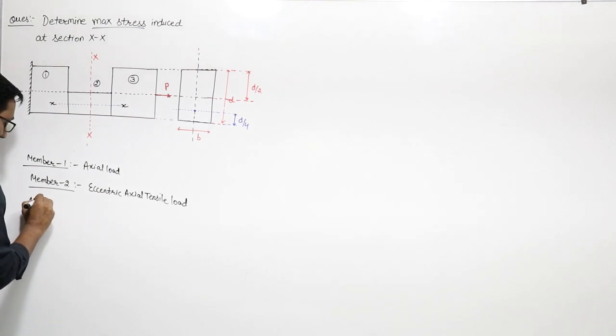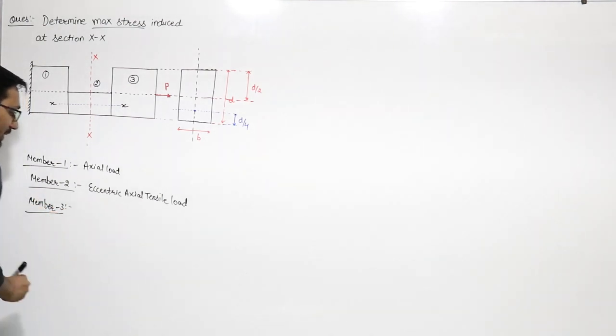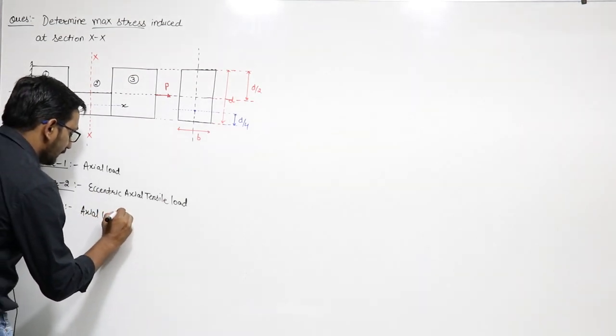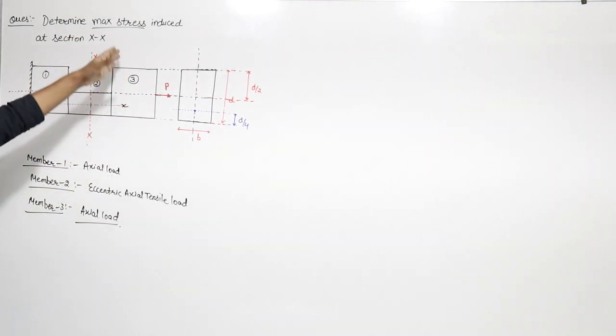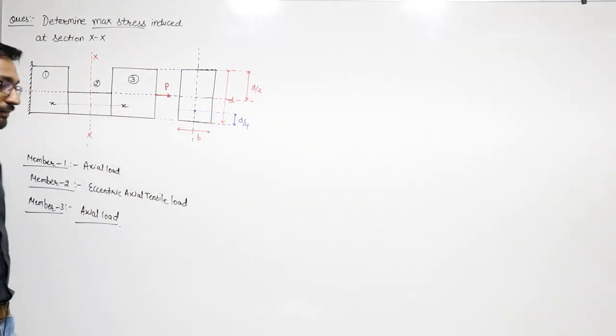For member 3, again, it is an axial load. For member 3 also, it is an axial load, because it is passing through the longitudinal axis, parallel to it. So it is an axial load.